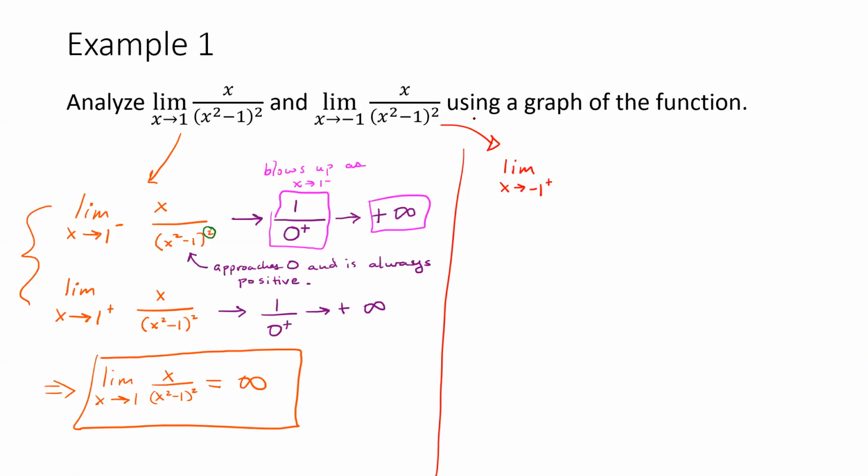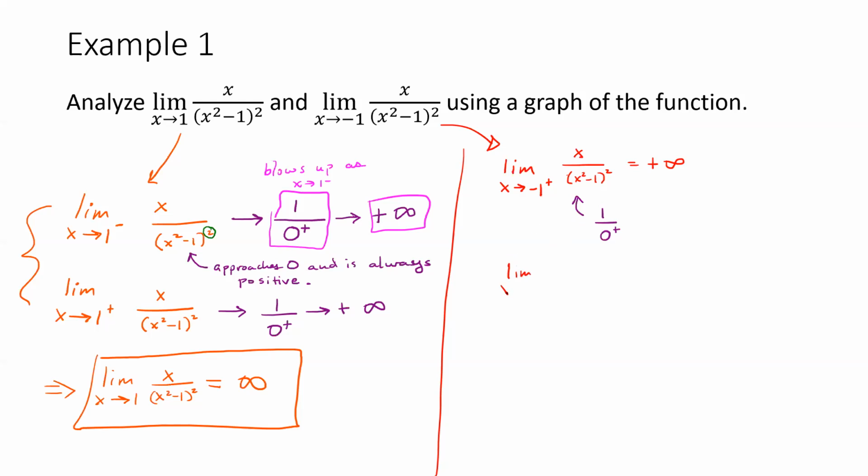So if I take the limit as x approaches -1 from the right, same idea, because up here you've got something where it's 1 over something that's approaching 0 in the denominator, but from the positive side, we know that this is going to be positive infinity.